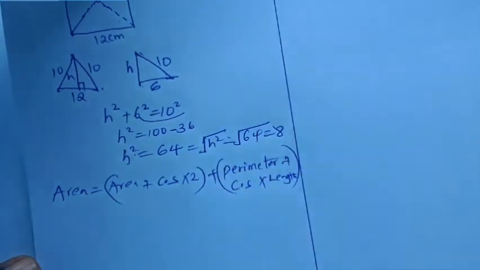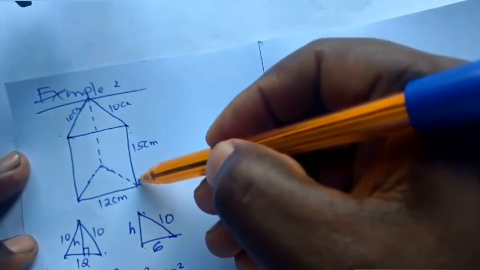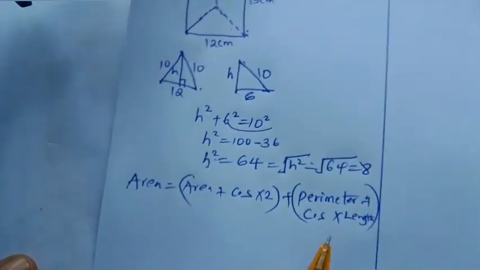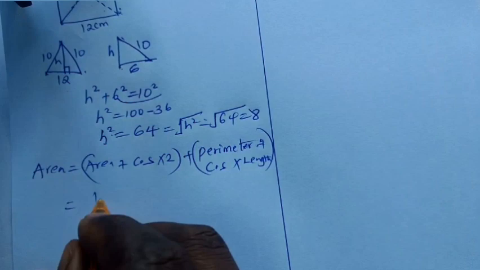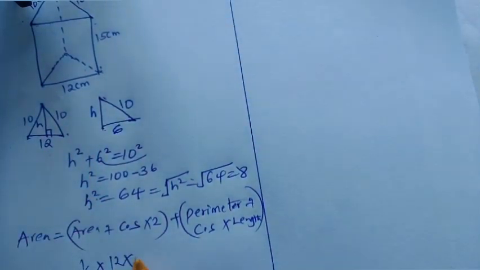So what will be the length in this one? 15 is the longer edge, therefore this is the length. The longer one is the length. So this one will be a half times base. The base is 12 times height, which is 8.